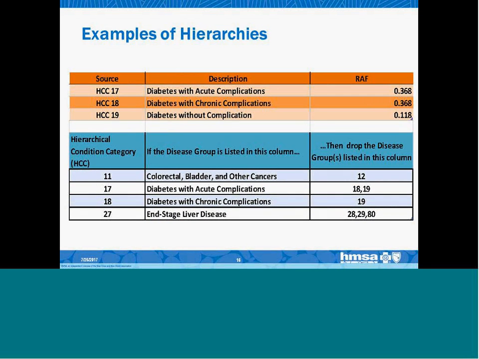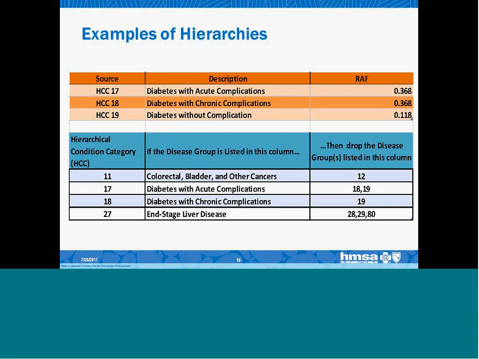Just to give you an idea of how the hierarchy system works, here we're looking at two different charts. The first one is an excerpt from the CMS HCC list that we just looked at on the previous slide. And you can see the weighted score of a patient with diabetes, whether it's with complications or without complications. Then the second chart in blue is from the hierarchy document. This tells us which HCC category supersedes other categories.